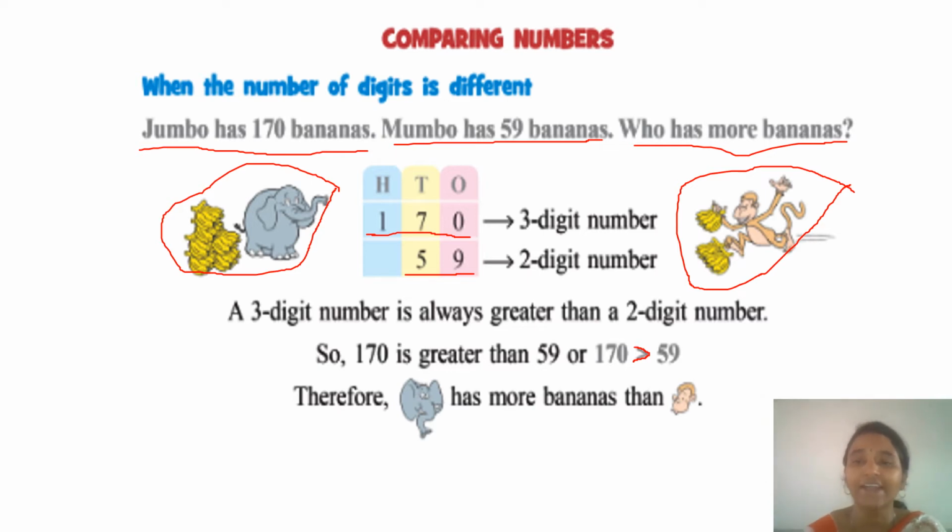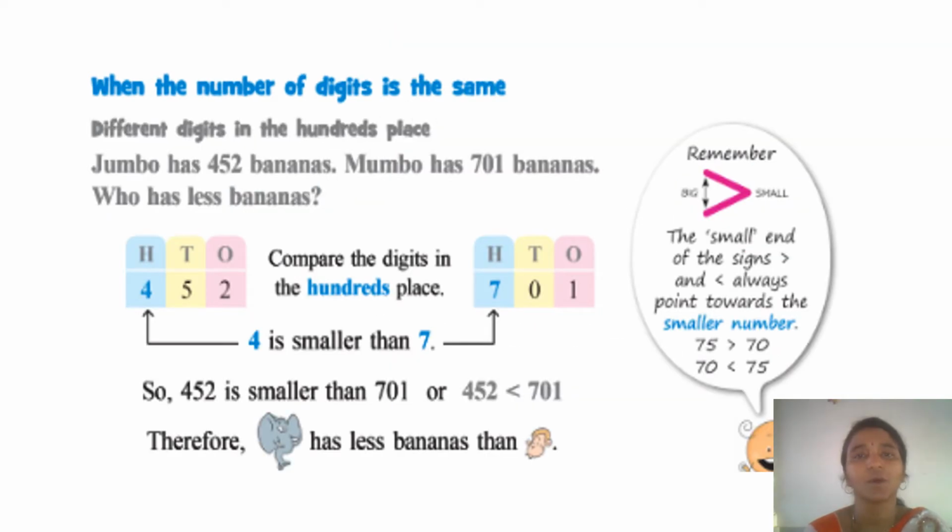And regarding this sign, how to remember it? Always remember, the larger number will always slap the smaller one. You should think of a gun shooting a smaller number. So 170 is the larger number, no? 59 is the smaller number. 170 is shooting 59. Okay, remember like that.